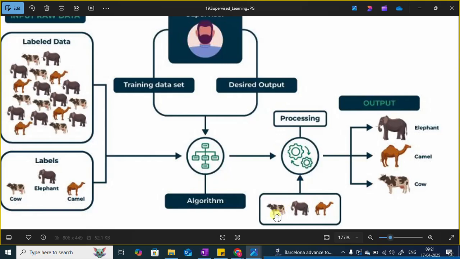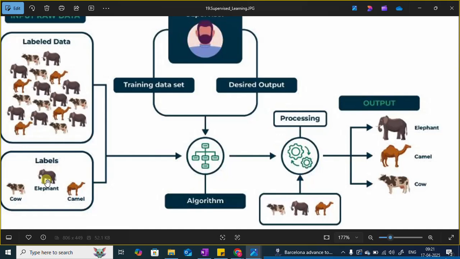As part of processing, whenever I'm giving some unknown data set, now you can see, in a very beautiful manner it is predicted: this belongs to elephant, this belongs to camel, this belongs to cow. How? The question is how? Because whenever I'm giving this labeled data set, I'm training my model saying that this picture belongs to elephant, this picture belongs to camel, this picture belongs to cow. It's trying to find the similarity, the different features.